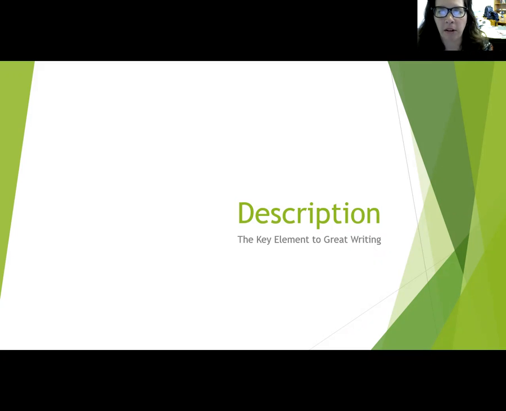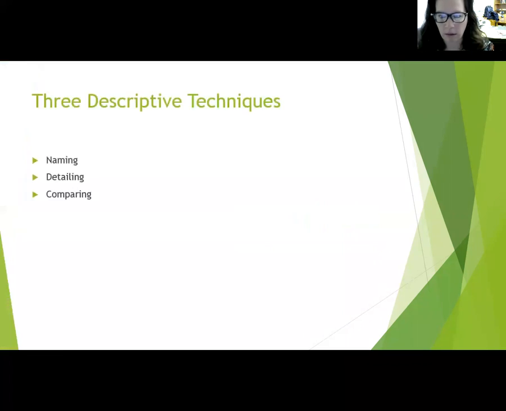Description is the key element to great writing. So we're going to be talking about in this PowerPoint three descriptive techniques you want to incorporate in your writing. The three descriptive techniques this PowerPoint will detail are called naming, detailing, and comparing.